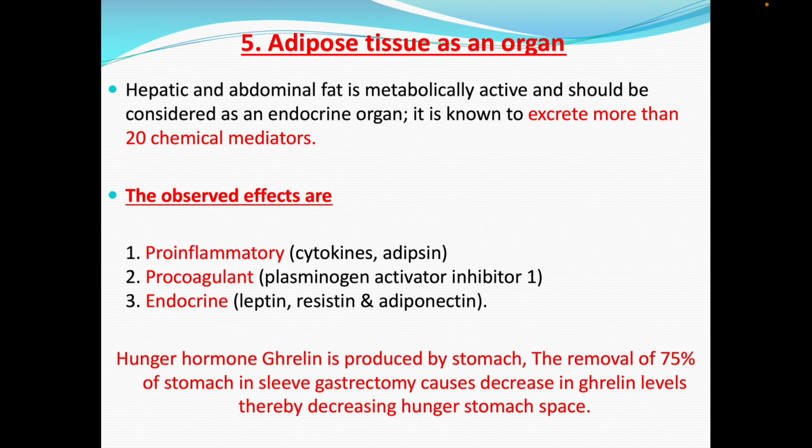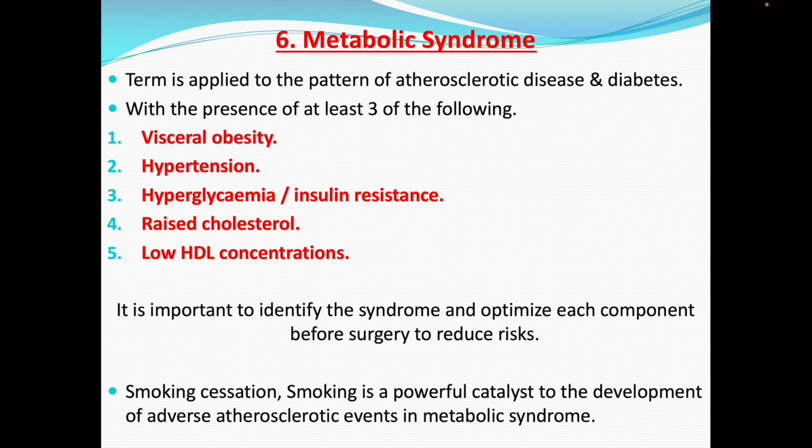Metabolic syndrome. Next slide. Metabolic syndrome is applied to the pattern of atherosclerotic disease and diabetes with the presence of at least three of the following. There are five variables. If three are present, this is metabolic syndrome. And it can occur even in class 1, and in class 2 and class 3.